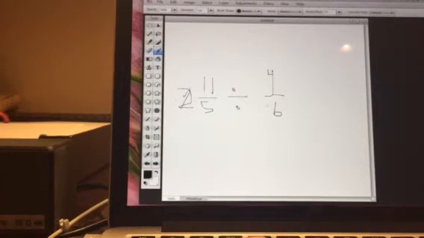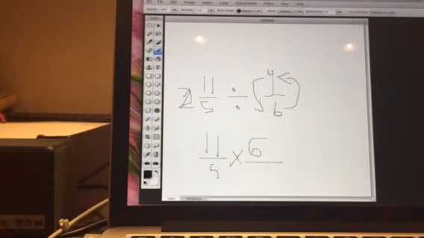And now, we have to get the reciprocal of the second fraction. So we're going to rewrite it as 11 over 5. We have to multiply now to get our new fraction as our answer, times 6/4.